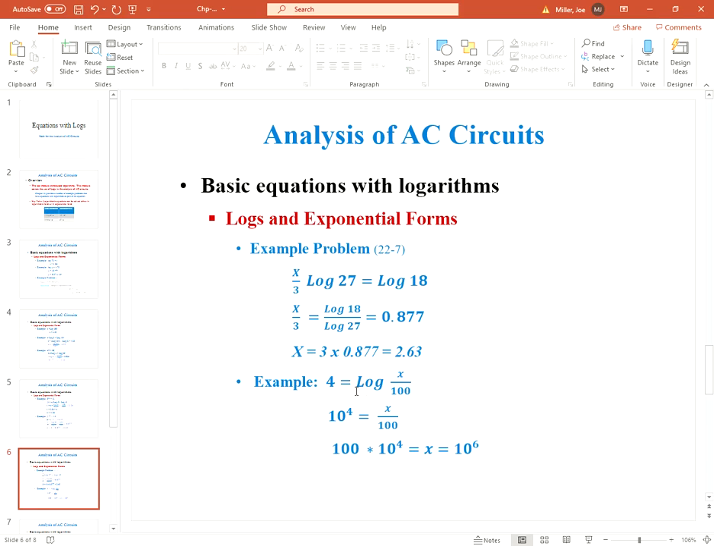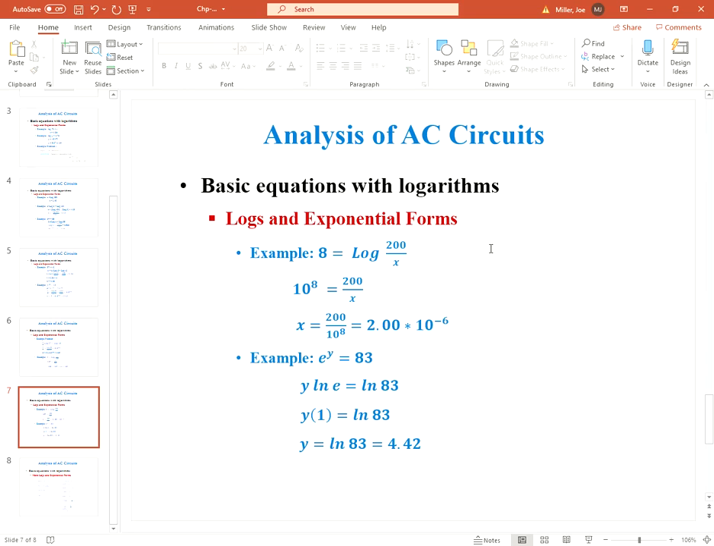So log of x divided by 100 as the exponent of 10 gives you x divided by 100. So we're left with 10 to the 4th equals x divided by 100. Multiply both sides of the equation by 100, and we get 100 times 10 to the 4th equals x. And of course, this is equal to 10 to the 6th, or 1 times 10 to the 6th.